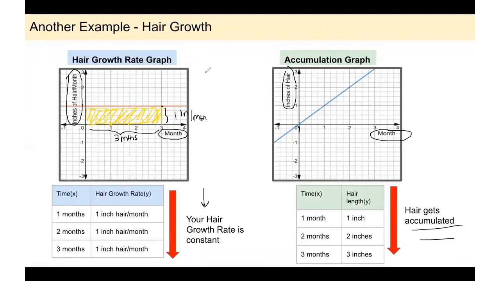So we set this up: base times height, 3 months, that's months. I know it looks really messy. 3 months times 1 inch per month.